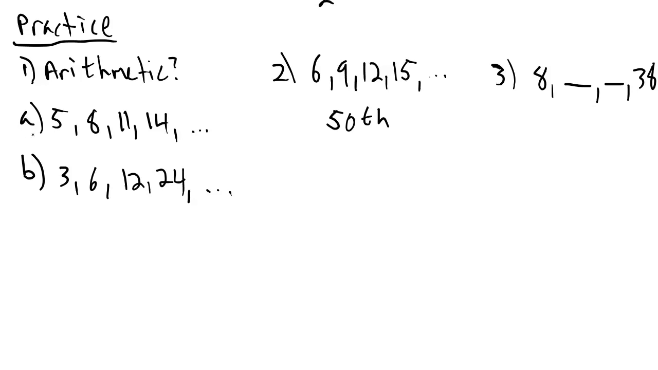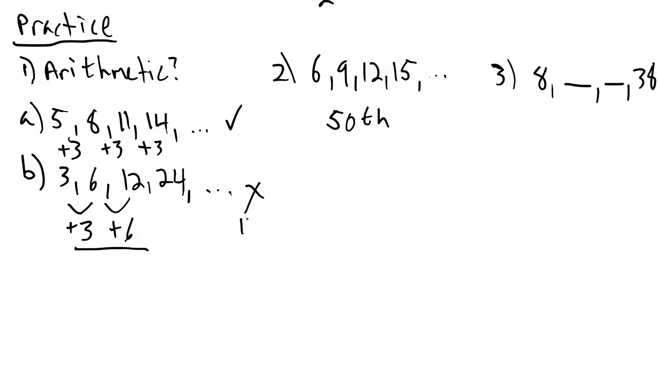All right, so for this first one, we have 5, 8, 11, 14. What's happening? To get from 5 to 8, we have to add 3. To get from 8 to 11, we add 3. To get from 11 to 14, we add 3. So yes, this is arithmetic. What about for this one? Well, we add 3 to get to there, but what do we do for this next one? We add 6. That's not going to work, right? We're adding two different numbers. So this is not an arithmetic sequence.